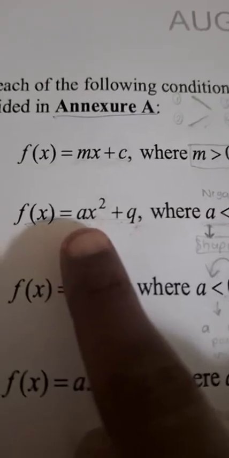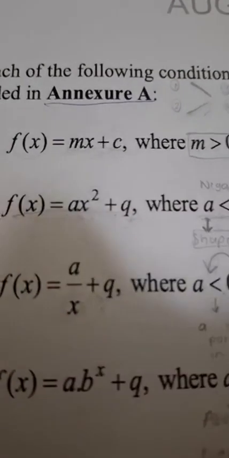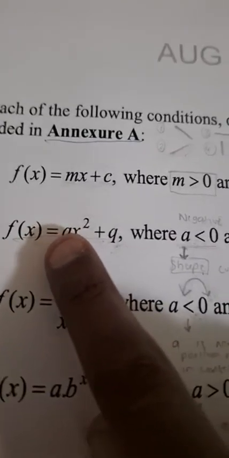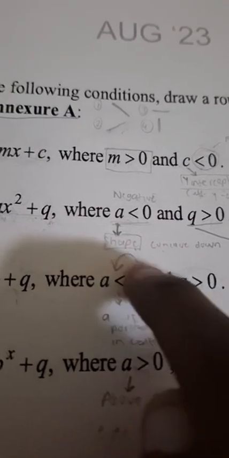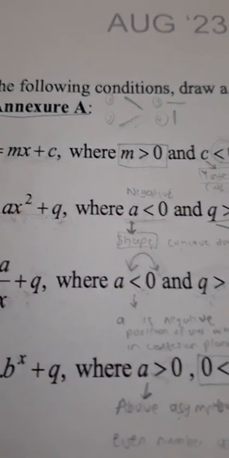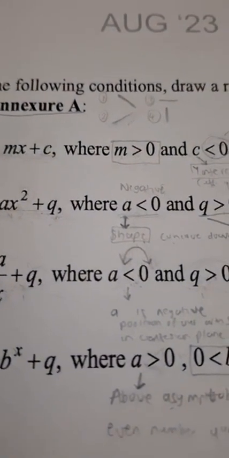That was the rough sketch for the first one. Second one, f of x is equal to ax squared plus 2. What is this function? It's a parabola. A less than 0, what does it mean for the parabola? The coefficient of a, if it's less than 0, it means the shape of the function. We are sad.